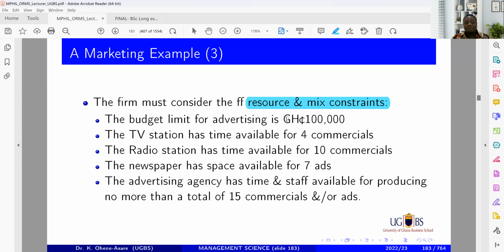So what do you do? The advertising agency has time and staff available for producing no more than 15 commercials and or ads. Remember, the word ad refers to the newspaper and the commercials refers to the TV and the radio. So you will notice that the TV and the radio both have commercials following them, but the newspaper has ad.